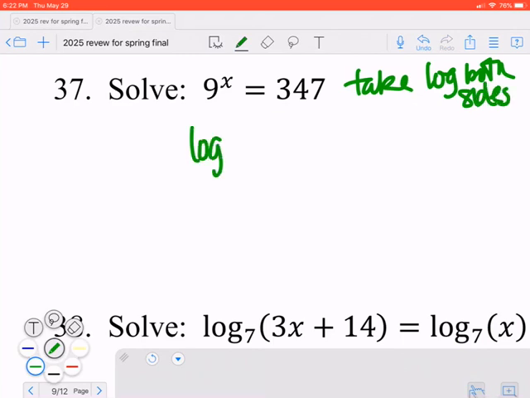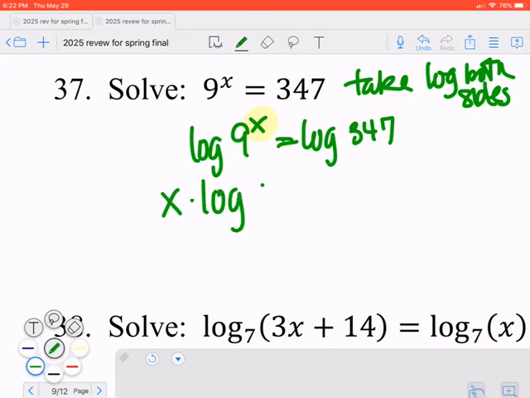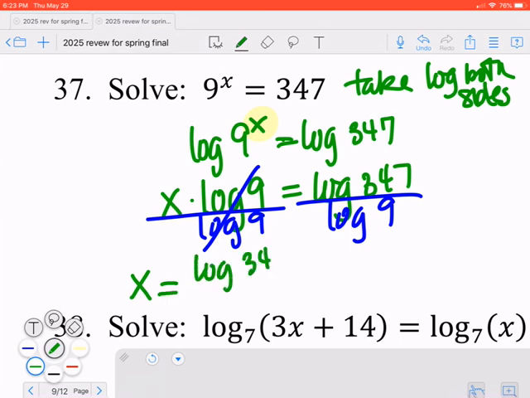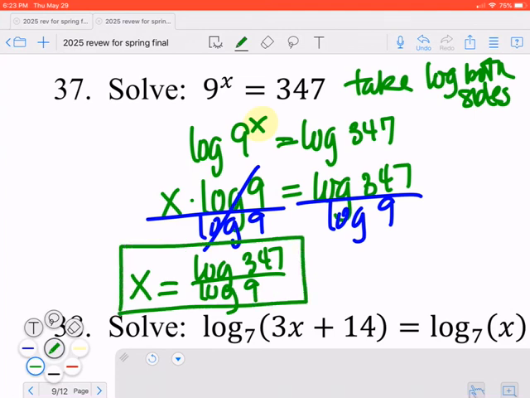So that would be log of 9 to the x equals the log of 347. And with our properties of logarithms, I can now drop that x to be a multiplier in front. x times log of 9 equals log of 347. And so the x is being multiplied by the log of 9, so we're going to divide it. So x is equal to the log of 347 over the log of 9. That is our exact answer.